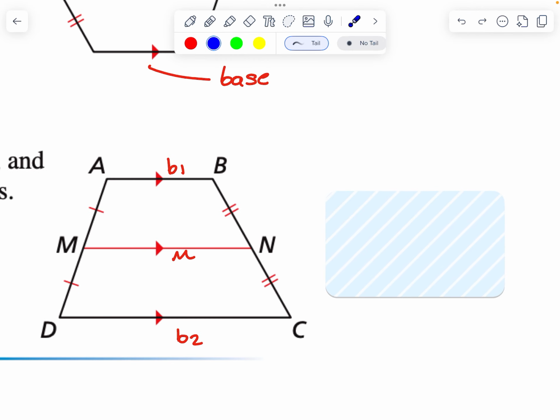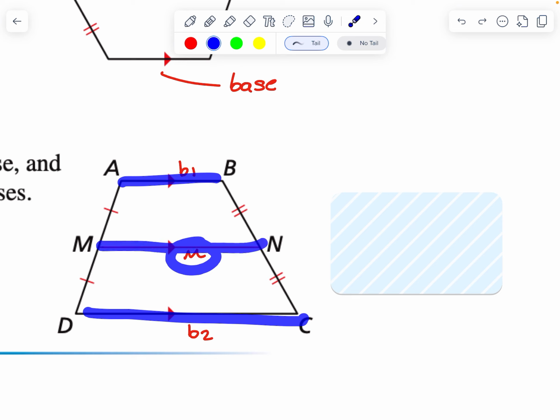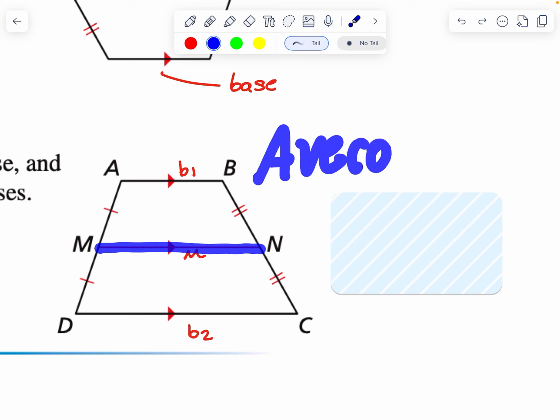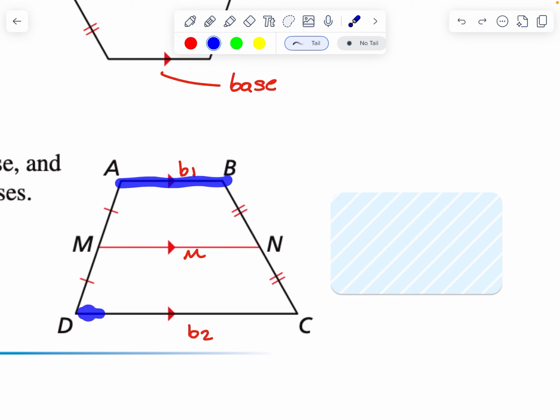When I am trying to find the length of the mid-segment, and you'll see the type of problem that we're going to see, it's important to me that I note a couple of things. One, I call the mid-segment M. Two, I just call one of my bases base 1. And lastly, I just call my other base base 2. Right? I have 2 bases and the mid-segment. The mid-segment is the average of my 2 bases, right? The average length of my 2 bases.